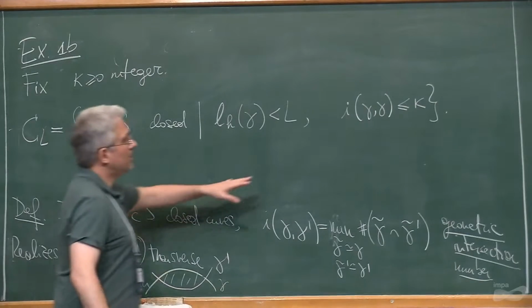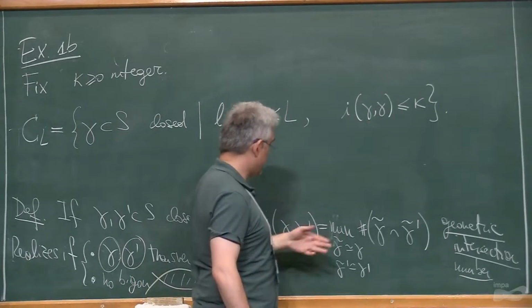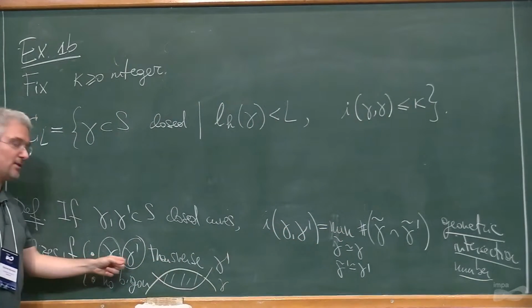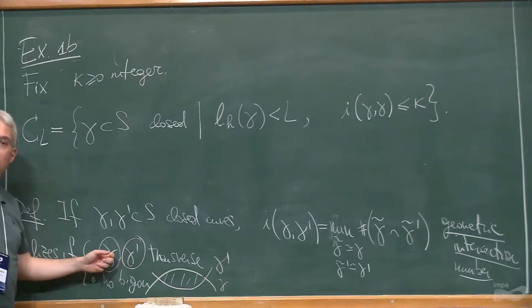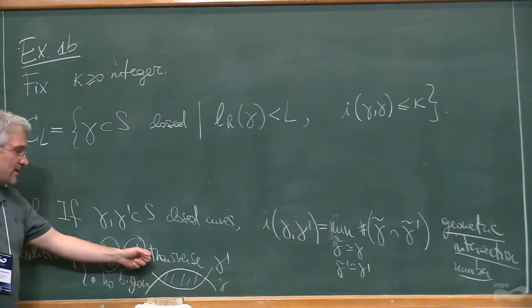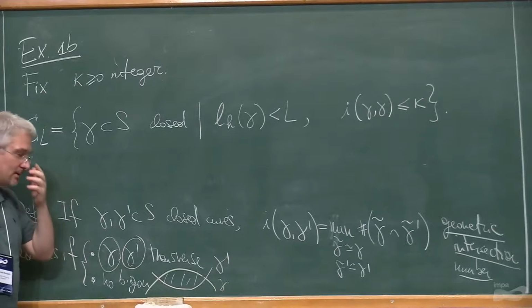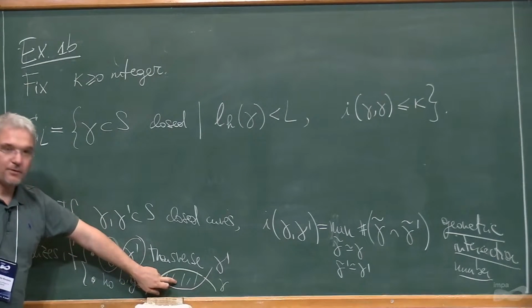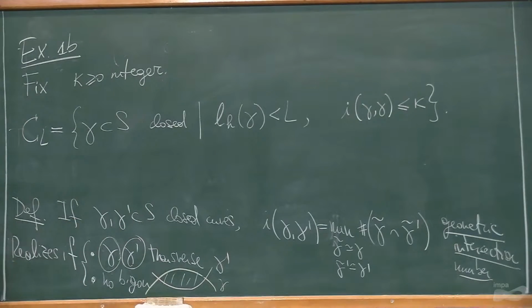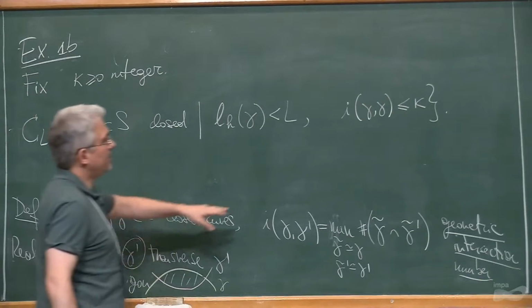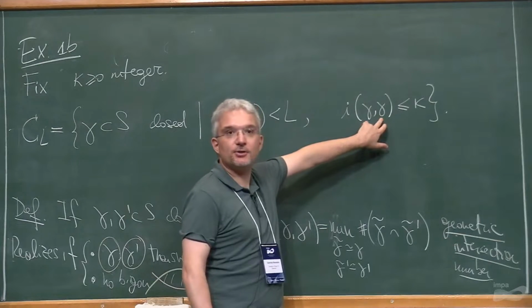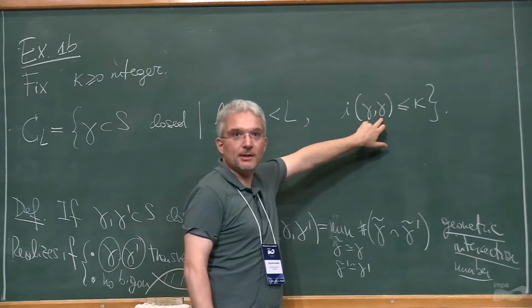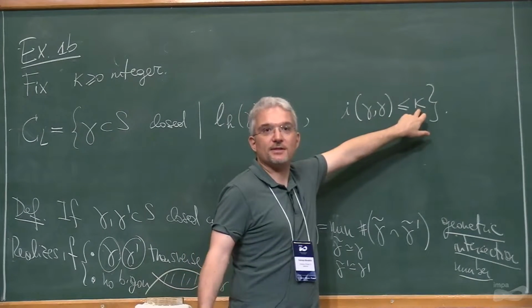Okay, so this is automatically satisfied if you take the geodesic representatives. If you take the geodesic representatives, they're always transverse because they're geodesics, if they are distinct, and they form no bigon by Gauss-Bonnet. So this exactly means you take the geodesic representative for gamma, and then you count how many self-intersections it has.